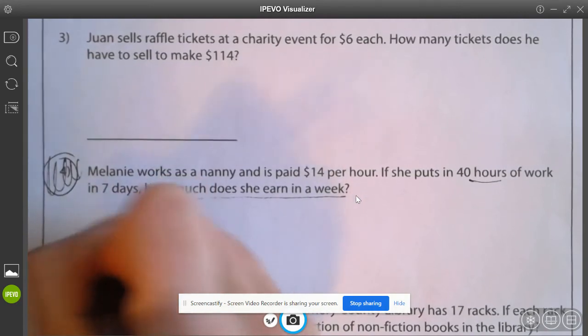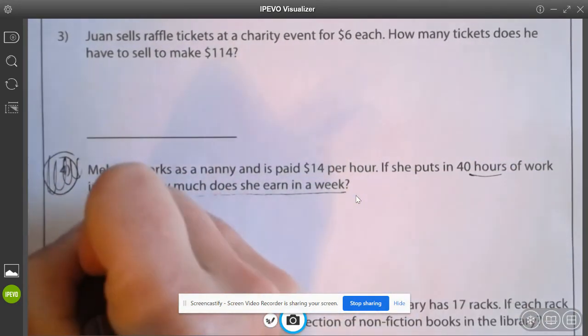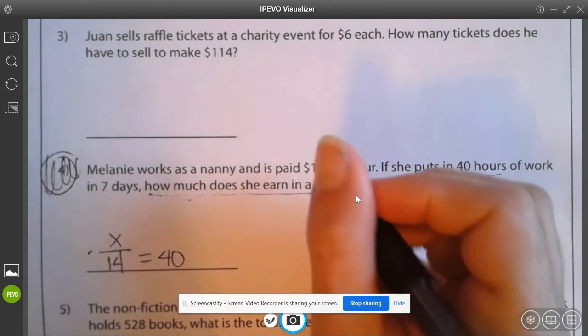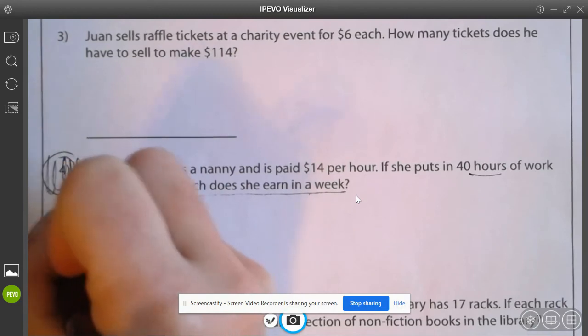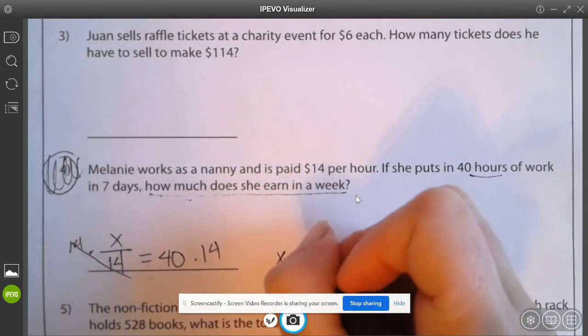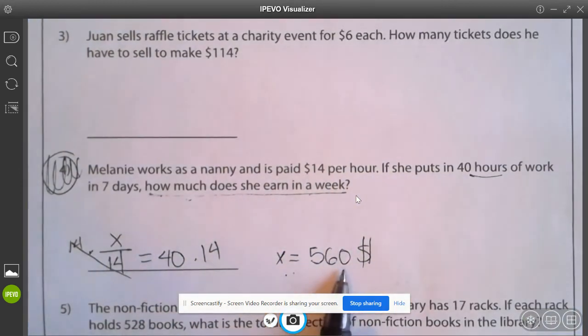So X divided by 14 will give me how much does she earn each week. In 1 week, I'm sorry. So 14 times 14, that goes away, and then X equals $560. She earns $560 per week.